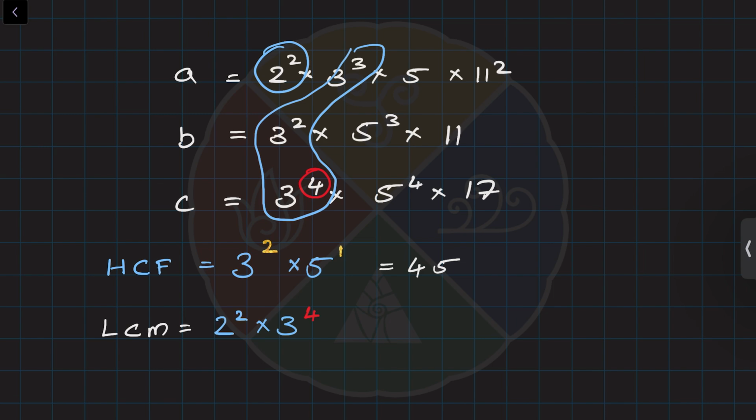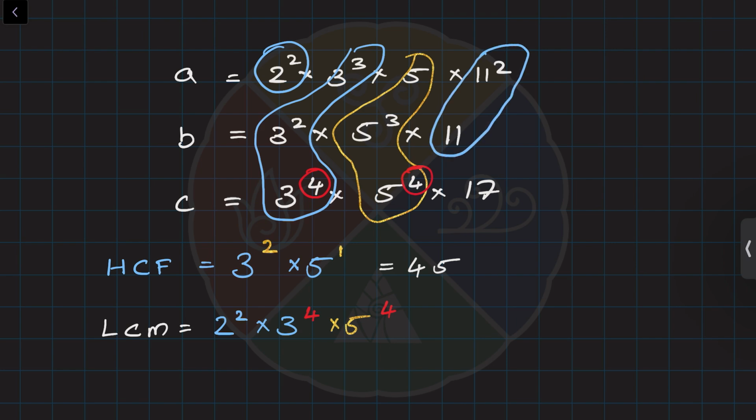Now again, look at 5. 5 is there everywhere. You'll take 5. Now out of the 5, you will take the highest possible power, that is 4. Now if you look at 11, 11 is an interesting case because it's not common everywhere, but it is available in 2 places. That's fine. You'll still take it, and from there, you are going to take the highest possible power, that is 2. And finally, 17 is only in one place. You'll take that as it is. So this is the way of finding LCM. LCM stands for least common multiple or lowest common multiple. We'll see about that later. So this is the actual method of finding HCF and LCM.